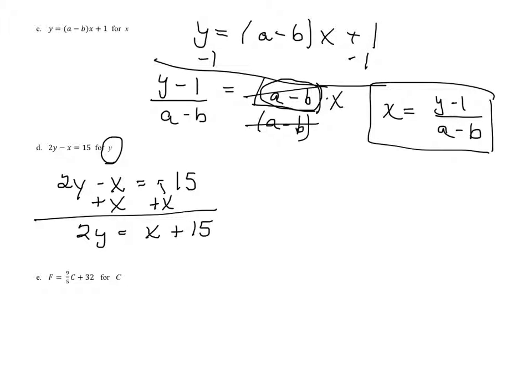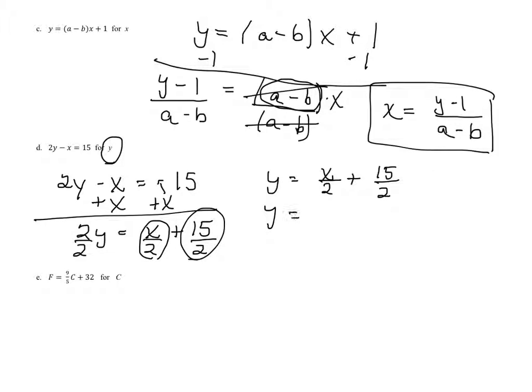And now we're going to be dividing by 2, but I need to divide the entire side by 2. I want to do it individually, because when you're dividing by the whole thing, you're really going to be dividing here and here. So y is going to equal x over 2 plus 15 over 2. Or you could say it as y is equal to 1/2 x plus 15 over 2.